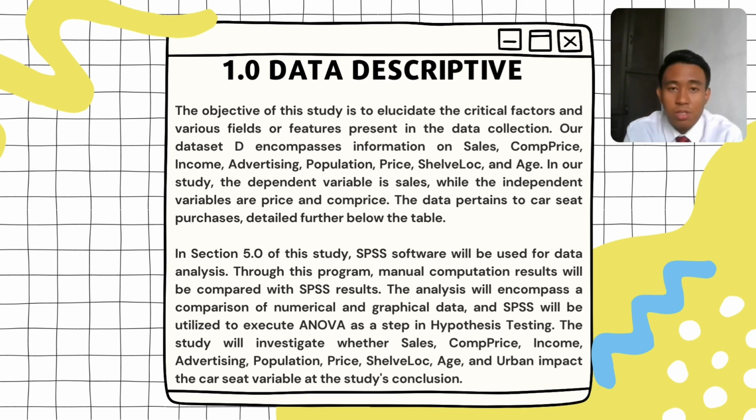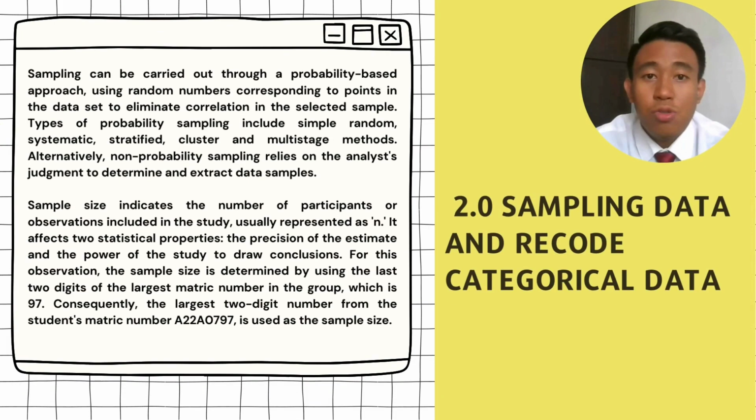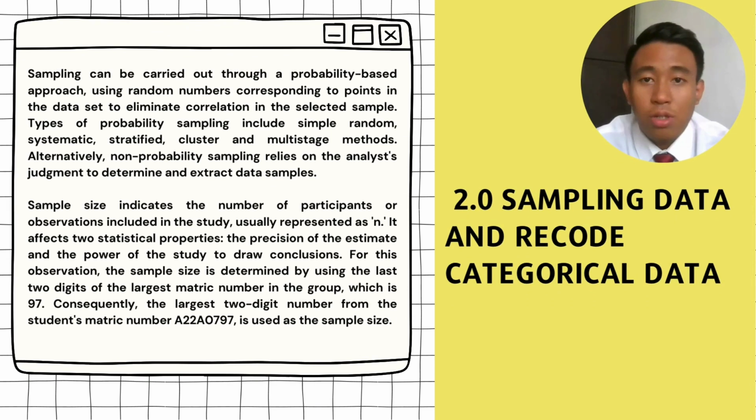In section 5.0 of this study, SPSS software will be used for the data analysis. Through this program, manual computation results will be compared with SPSS results. The analysis encompasses a comparison of numerical and graphical data, and SPSS will be utilized to execute ANOVA as a step in the hypothesis testing. The study will investigate whether sales, income, advertising, population, price, shelf log, age, and urban impact the custard variable at the study conclusion. Next is 2.0, sampling data and recode categorical data.